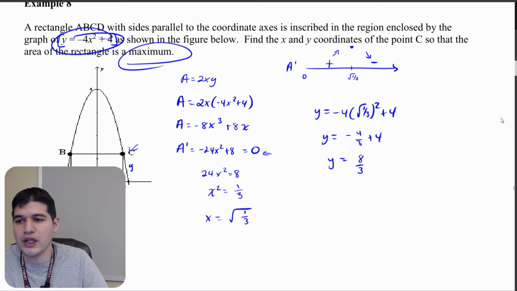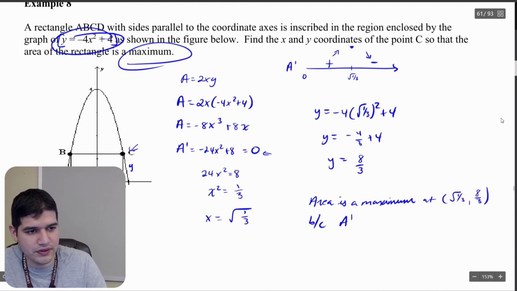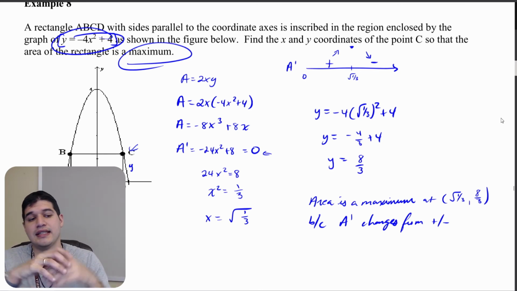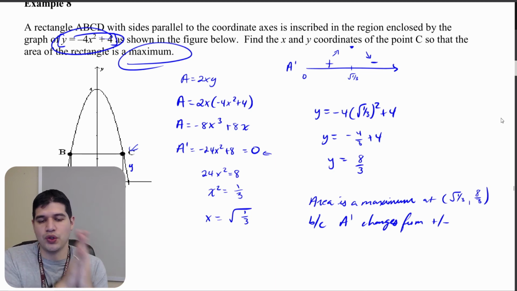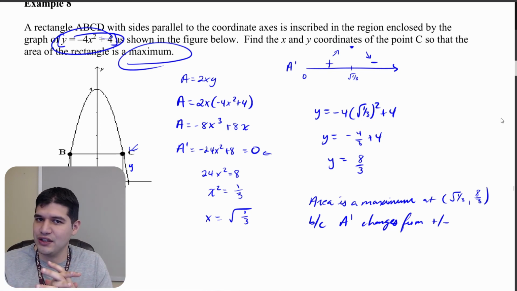So what are we going to finally say about the maximum area? So we know that area is a maximum at the square root of 1/3 comma 8/3 because the derivative of A changes from positive to negative. And by calculus, we know that changing from positive to negative gives us a maximum at these coordinates. So we know it's going to be a maximizer of the area. Not sure if those words were properly said, but you guys get the idea.